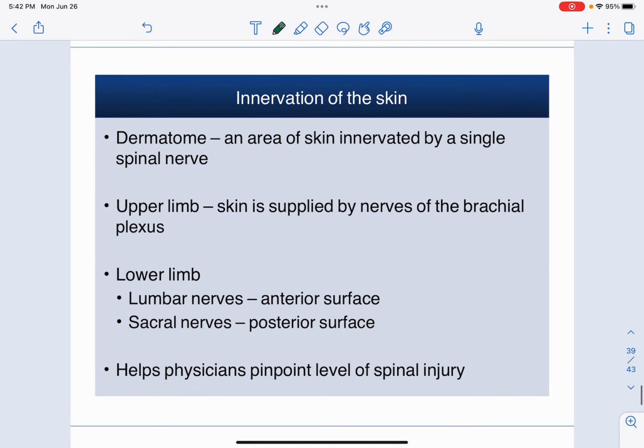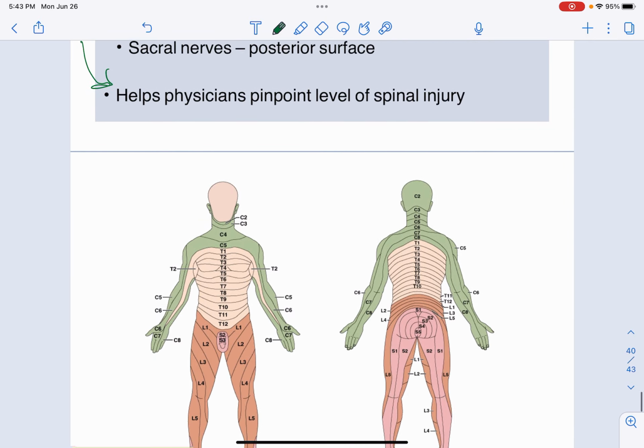All right, so I've kind of alluded to this as I was describing some of these peripheral nerves, but we can basically map all the areas of our skin using what's called a dermatome. And I have a picture of that on the next slide. So it's an area of skin innervated by a single spinal nerve, okay? And ultimately it's going to help physicians pinpoint the level of spinal injury. So let me show you what that looks like.